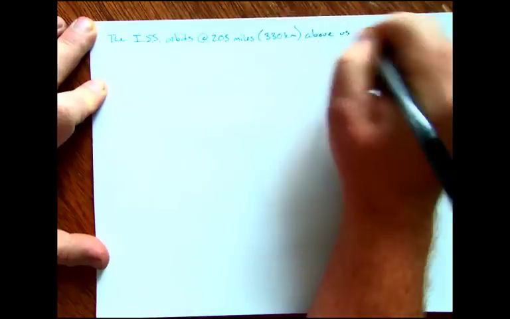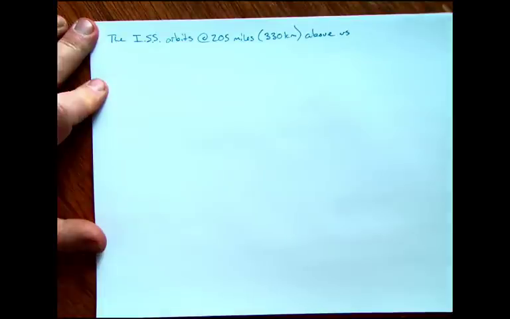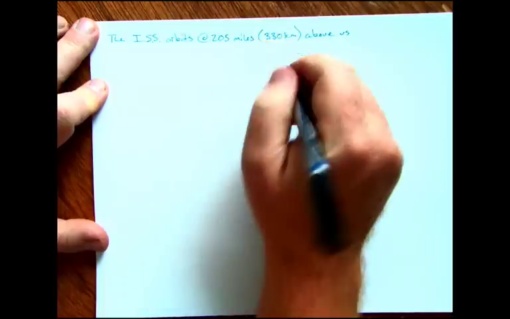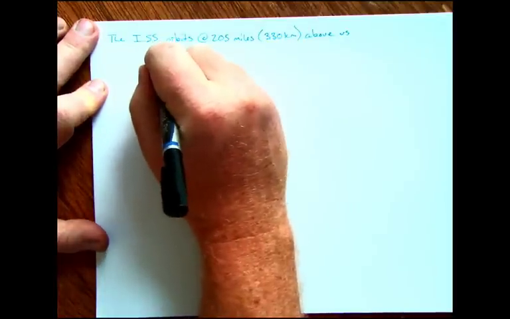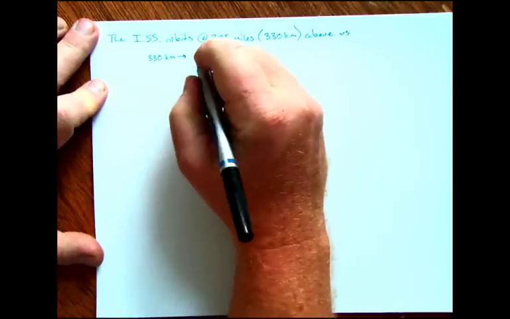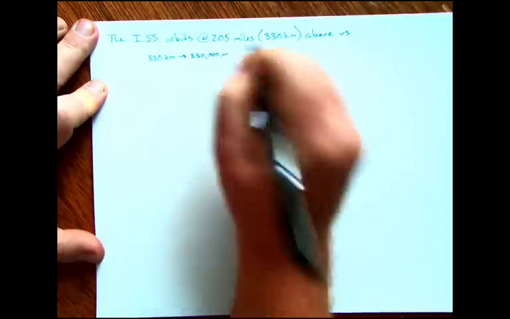Okay, so what would my weight be on the International Space Station? I'm weightless, right? Isn't that what they always say when you look at the videos and stuff like that? Well, let's go ahead and convert this. So 330 kilometers is going to be equal to 330,000 meters.